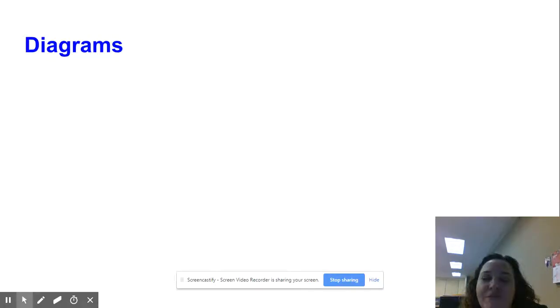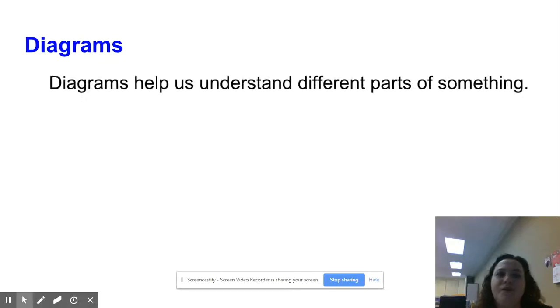Another form of graphic feature are diagrams. Diagrams help us understand different parts of something. Let's break that one down. Diagrams help us understand different parts of something.